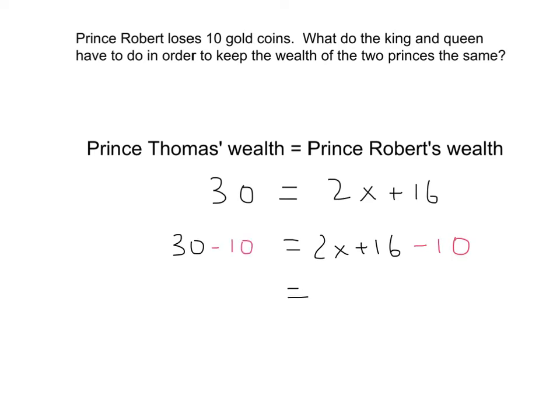What do we have now? Prince Robert has 2x plus 6 gold coins, so 2 treasure chests of coins plus 6 gold coins. And Prince Thomas now has just 20 gold coins. But these princes still have the same amount of wealth. Here's Prince Thomas's wealth, here's Prince Robert's wealth.